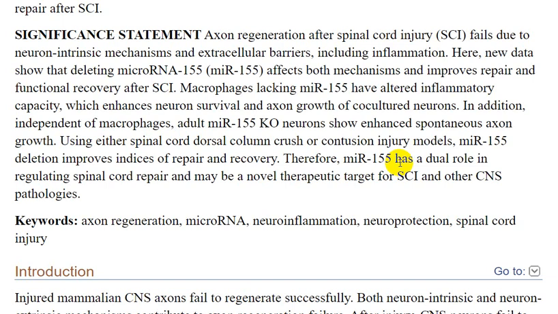Macrophages lacking miR-155 have reduced inflammatory capability, with enhanced neuron survival and axon growth. In co-cultures, the neuron effect is independent of macrophage. Although miR-155 deletion in neural cells enhanced spontaneous axon growth, using the spinal cord dorsal column contusion injury model, miR-155 deletion improves the indices of repair and recovery. Therefore, miR-155 has a dual role in regulating spinal cord repair and may be a neural therapy target.